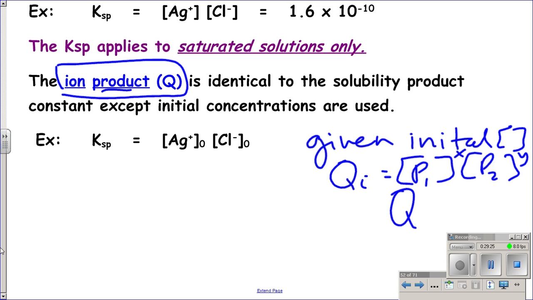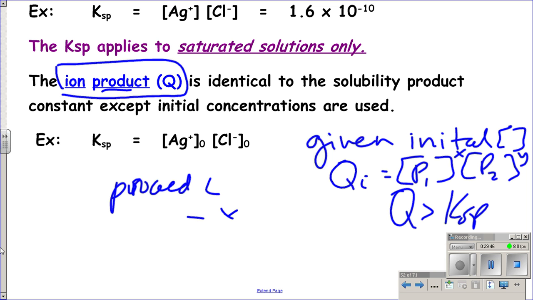And if the Q is greater than Ksp, it'll do one thing, or less than, it'll do something else. So that's going to allow you to determine if you're proceeding to the left or to the right. Because if you know that you proceed left, do you subtract from the product side or the reactant side? Product. Right, you subtract from the product side and you add to the reactant side. And of course, the opposite the other way.